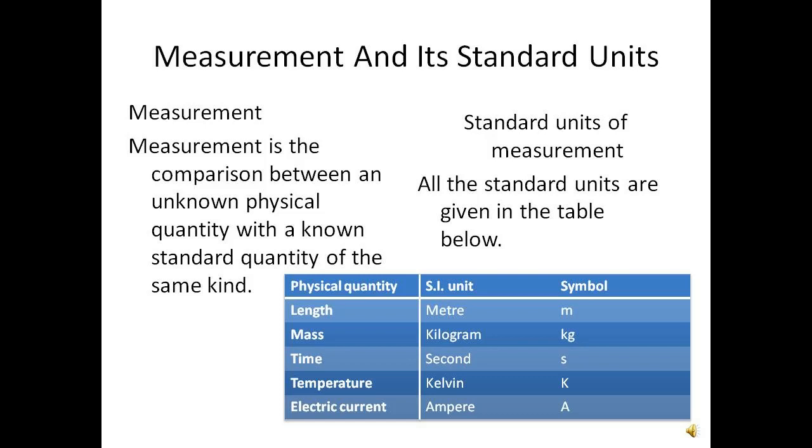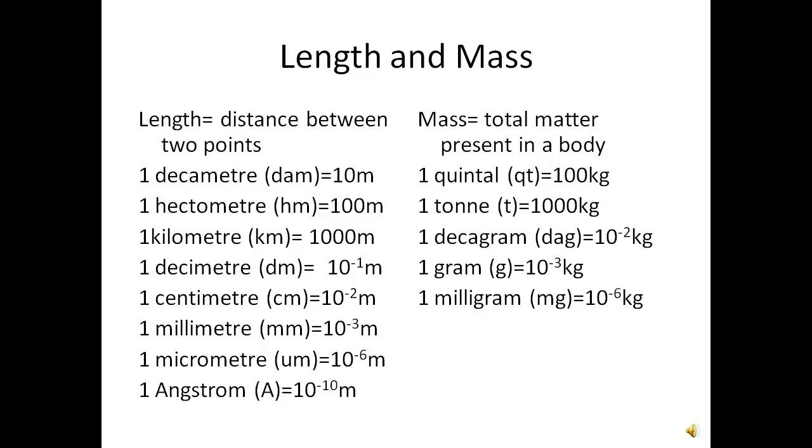Now we are going to know about the different units in which we measure length and mass. Length is simply the distance between 2 points. There are many ways in which you can measure length. 1 decameter, its short form is in the bracket, means 10 meters. A hectometer is 100 meters. A kilometer is 1000 meters.